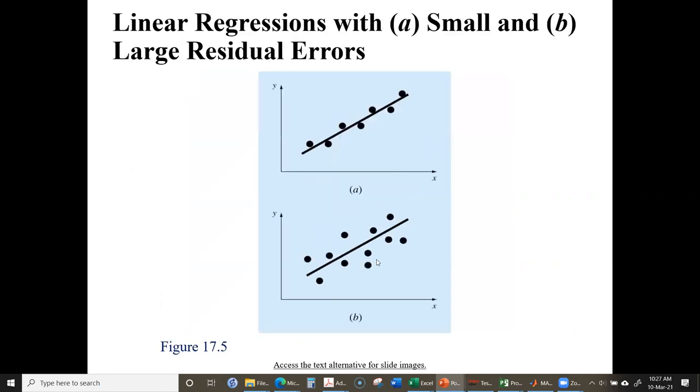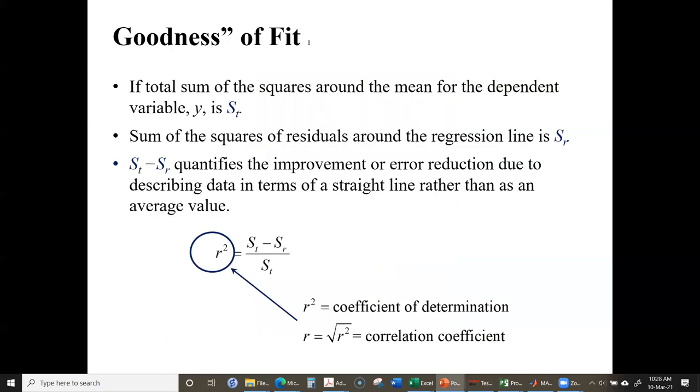So with this in mind, you can see that linear regressions can be made with any type of error. Sometimes the points follow the trend very well, so we can get a very good regression line. But sometimes the points are very much distributed, or separated from each other, so we can get a large residual error. In the first case, there are small residual errors. In the second case, there are large residual errors. So in those situations, what is the residual error? For this, we need to find the goodness of fit.